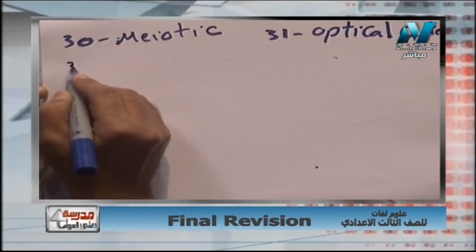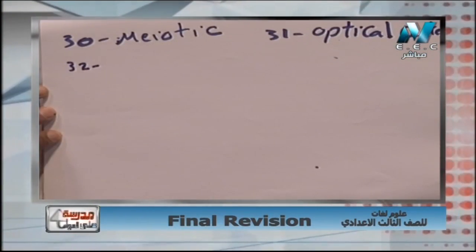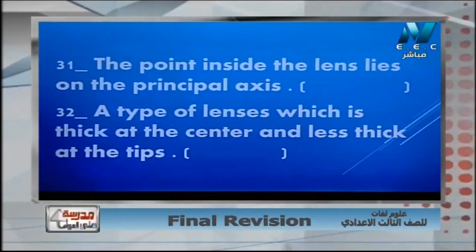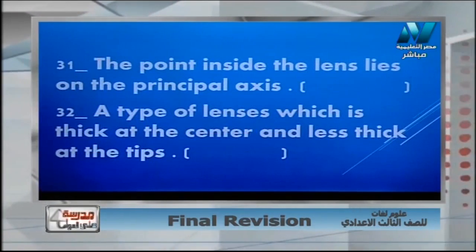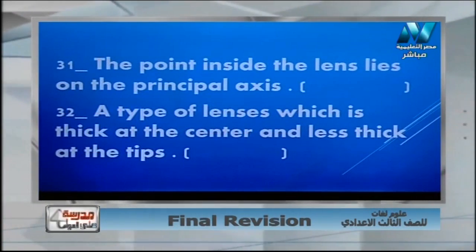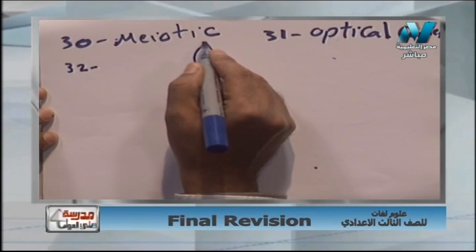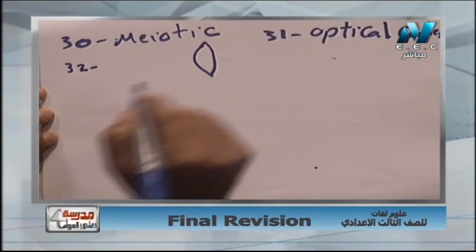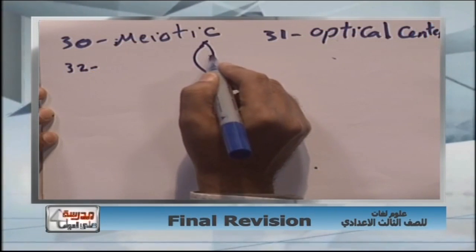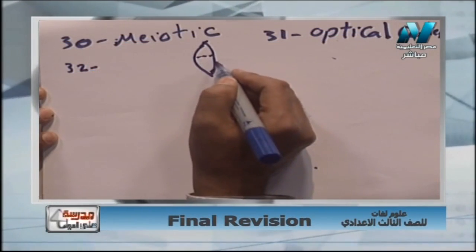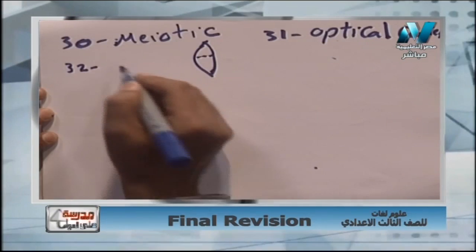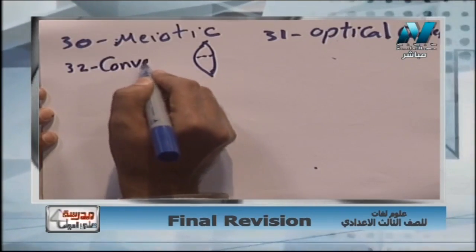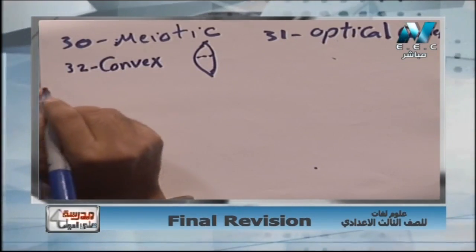A type of lens which is thick at the center. We can draw it. Thick at the center and less thick at the tips. Thick at the center, so it is what? Concave or convex? Yes, it's a convex lens.